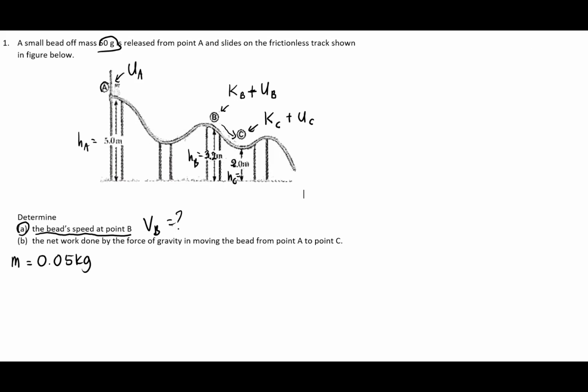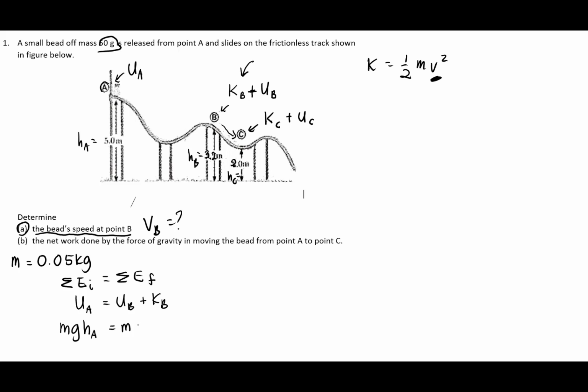Since it's looking for velocity at point B, we are definitely going to use K, because in kinetic energy the equation has half mv squared, and that's what we're looking for. So we're going to use the principle of conservation of energy: summation of energy initial equals summation of energy final. The U at point A equals U at point B plus kinetic energy at point B. U is mgh, and because it is specifically for height A, we put it here like that. But for UB, we have mgh with the height of point B, plus half mvB squared. It's very specific for the velocity at point B.